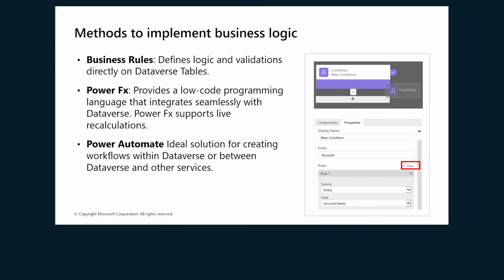Power Automate complements these tools by enabling automation across Dataverse and external systems. It supports cloud, instant, and scheduled flows, allowing users to automate repetitive tasks like sending notifications, syncing data, or triggering approvals. A common use case would be automatically emailing a customer when their support ticket is updated. Together, these methods provide a comprehensive toolkit for implementing business logic in Dataverse, balancing ease of use with powerful functionality.